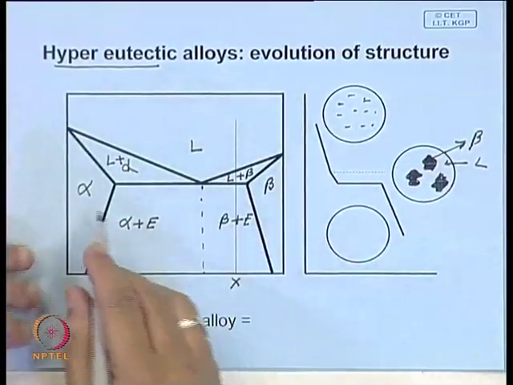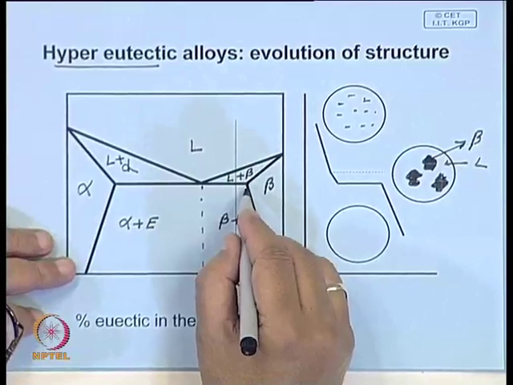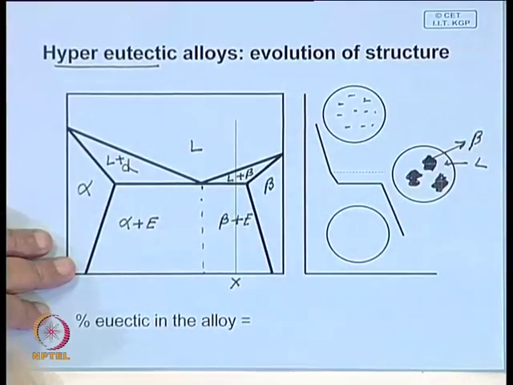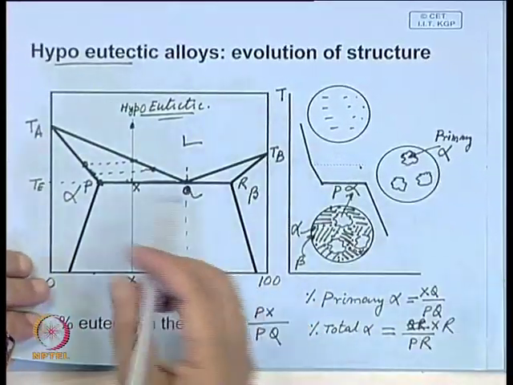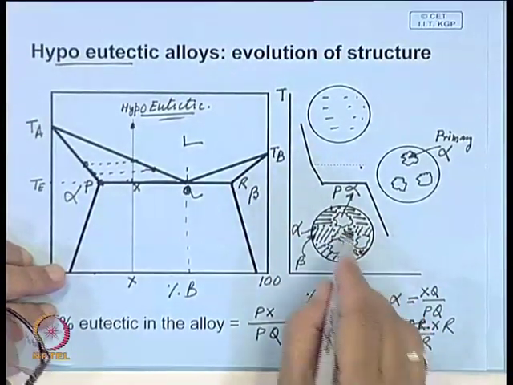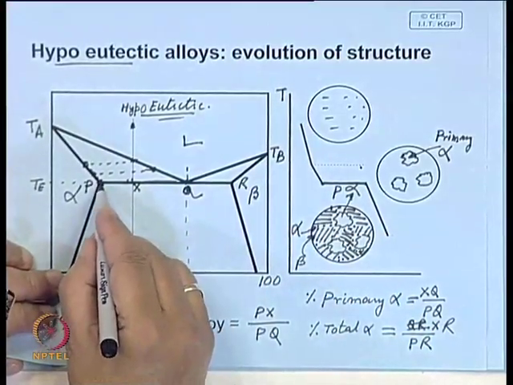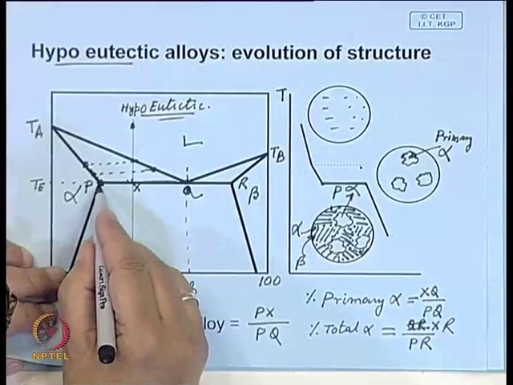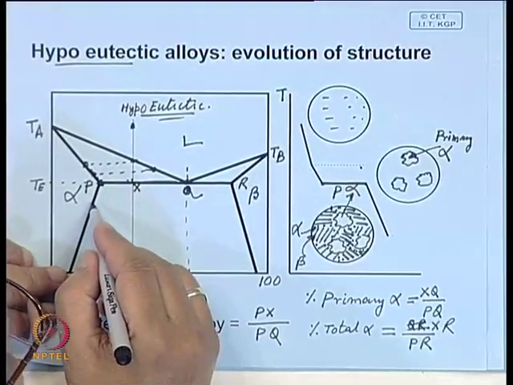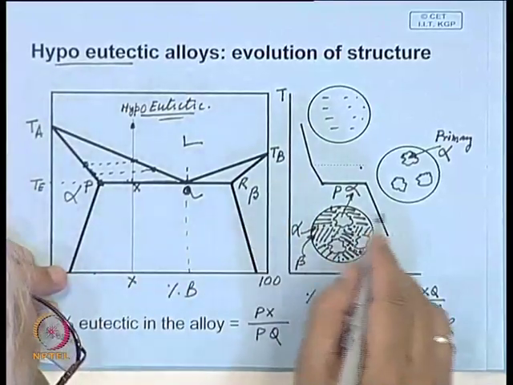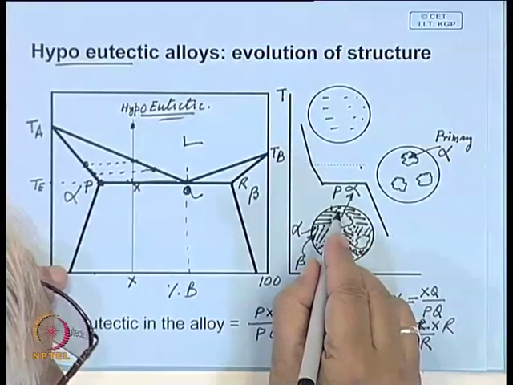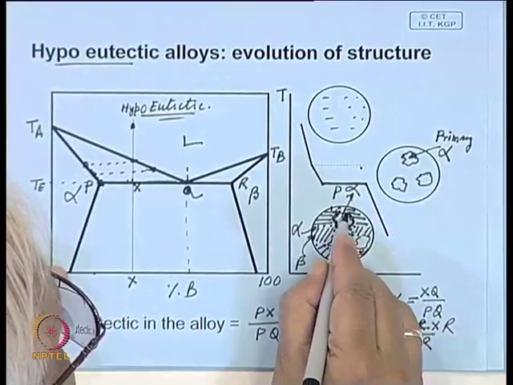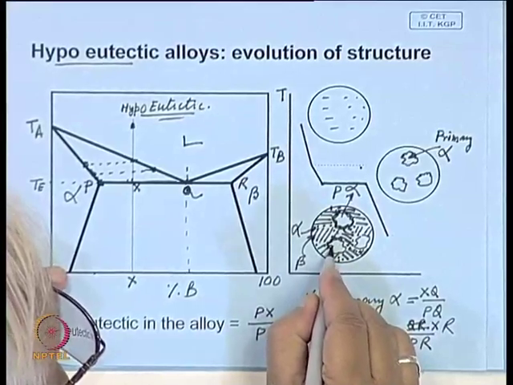Now, what happens as the temperature goes lower than eutectic? If you go back here in this case, you have a certain amount of alpha here. Now, the solubility of B in alpha decreases. So, as you go down from alpha, some amount of beta will precipitate out. Beta will precipitate out, the likely area being the grain boundary. So, some amount of beta will precipitate out at the grain boundary, and the amount of alpha will decrease.